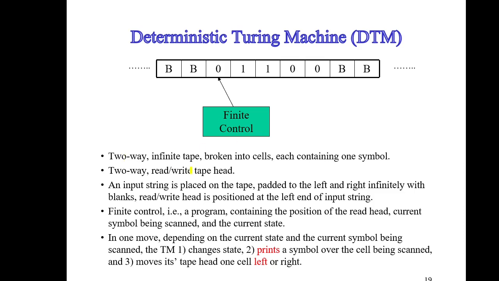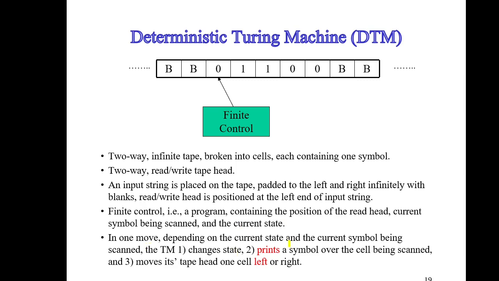Finite control, two-way infinite tape broken into cells, each containing one symbol. The two-way read-write tape head can move left and right, infinitely in both directions. And a finite control contains the position of the read-write head, and it controls the current symbol being scanned and the current state too.